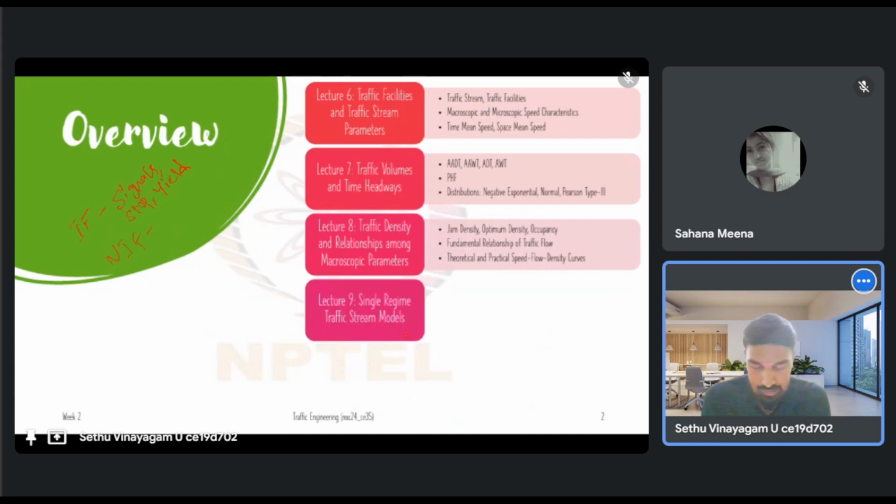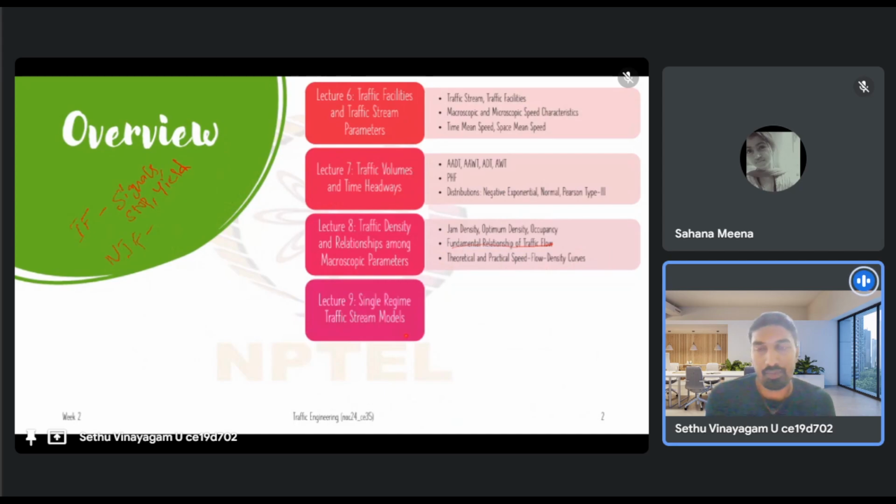Okay, so then in lecture 9, we looked at the single regime traffic stream models, right? So what are these traffic stream models? These traffic stream models try to quantify this fundamental relationship, right? So we have different models, basically trying to relate these fundamental variables.